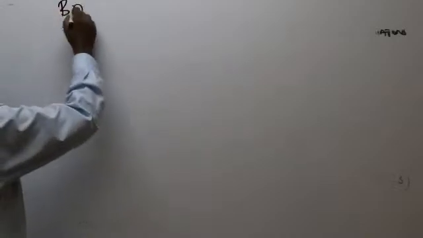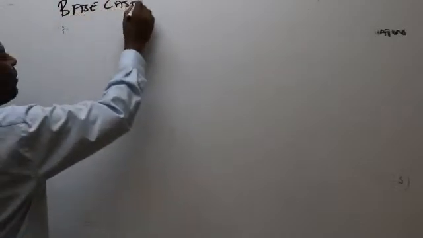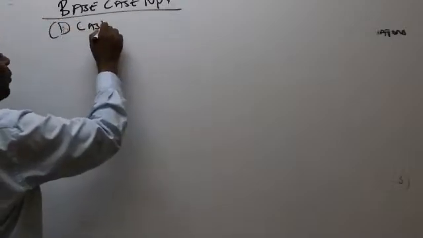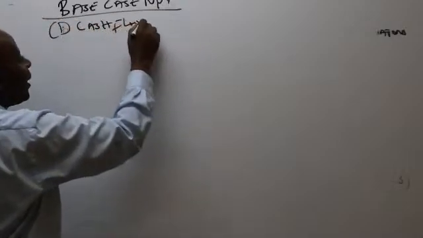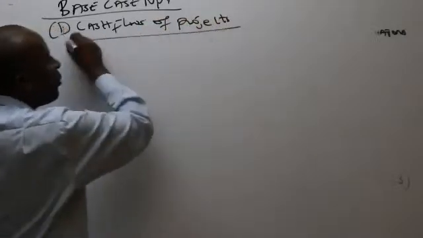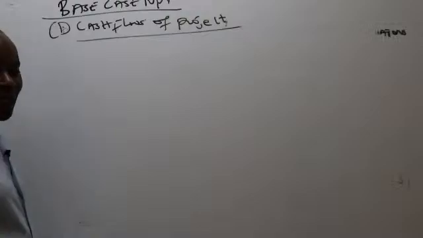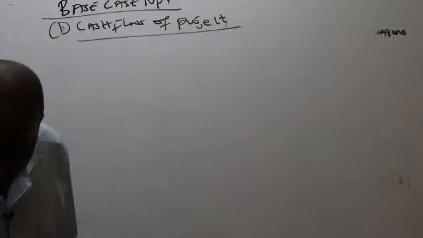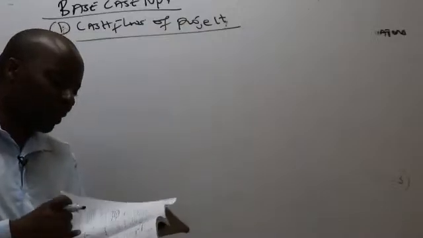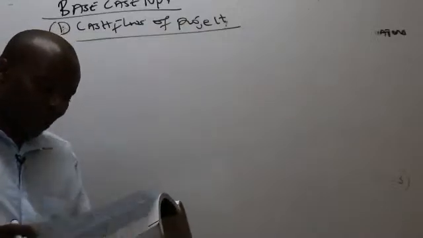So base case NPV. Number one, give us the cash flows of the project. I know I'll be discounting this at 16%. So then what do we have here? The cash flows of the project. I like this.